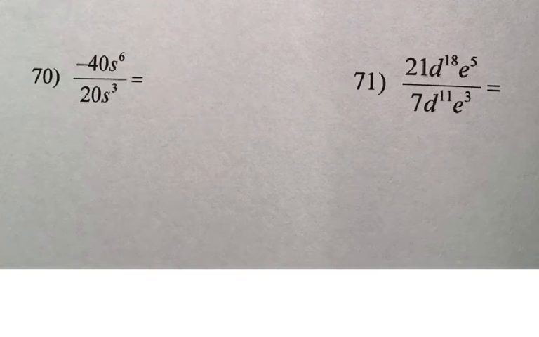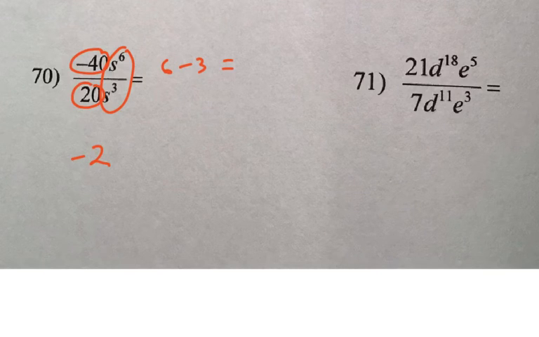And I'm going to make this my last set, guys. Here we're dividing. So I hope you agree that negative 40 divided by 20, if I simplify that, that's simply negative 2. And then what do I do with my powers? Well, when I divide powers, guys, I actually subtract them. So isn't 6 minus 3 a 3? So I have s to the 3 power.